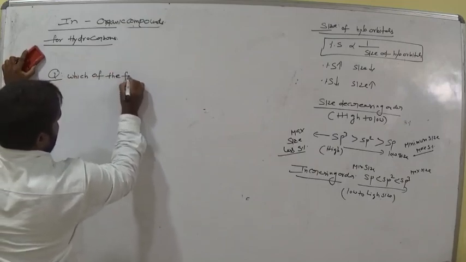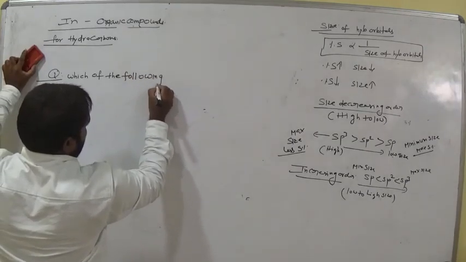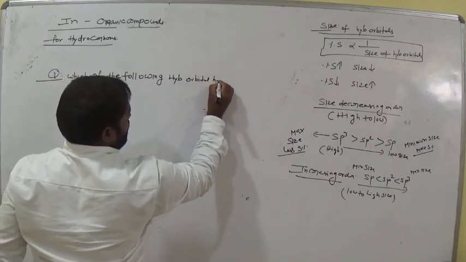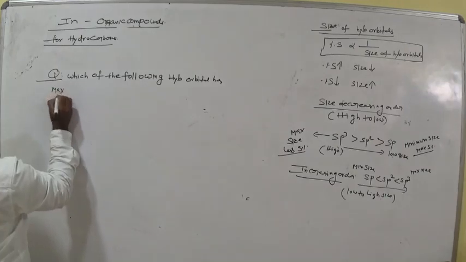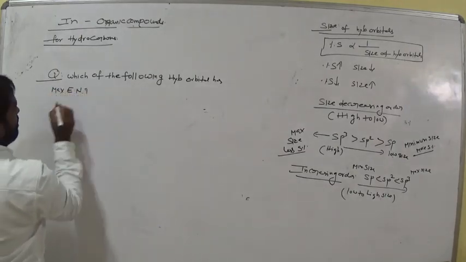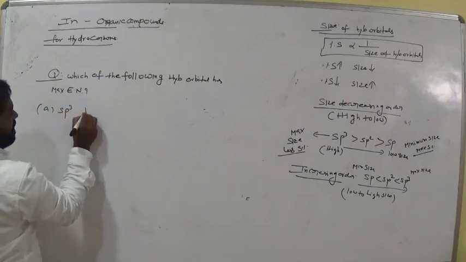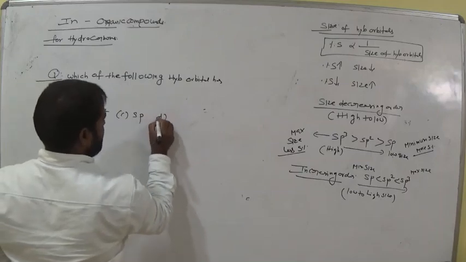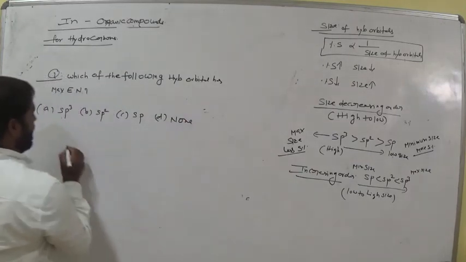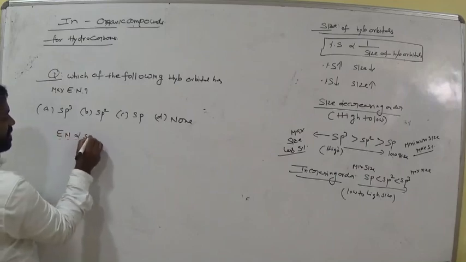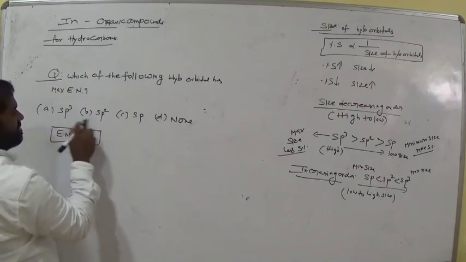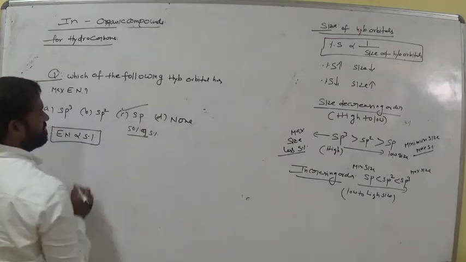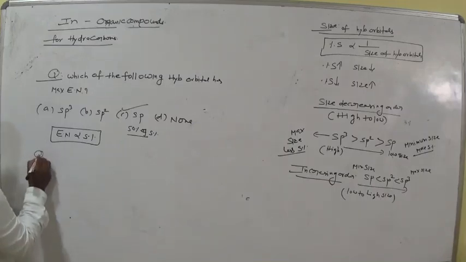Which of the following hybrid orbitals has maximum electronegativity? Option A sp3, option B sp2, option C sp, option D none of these. Electronegativity is directly proportional to s character. So s character is maximum in sp, with 50% s character. Am I right? So this is the answer, more electronegative. Okay. Next question.